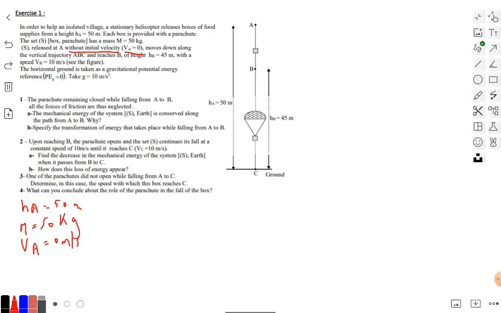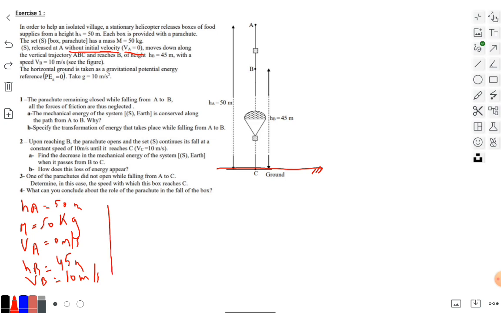S moves down along the vertical trajectory ABC and reaches B of height HB. We have HB equal 45 meters with a speed VB equal 10 meters per second. See the figure. The horizontal ground is taken as gravitational potential energy reference, so this is the reference. Then at C, GPE equal to 0. Take g equal 10 meters per second squared.